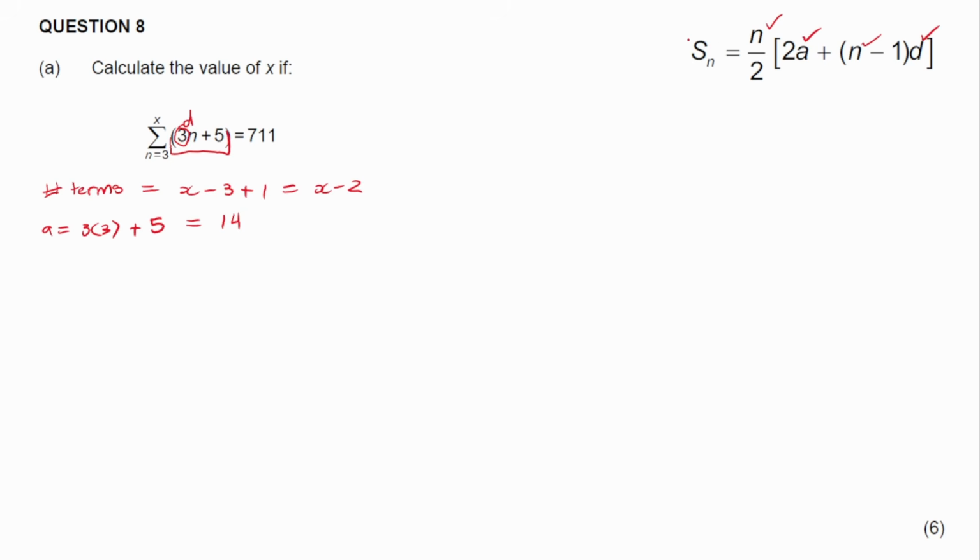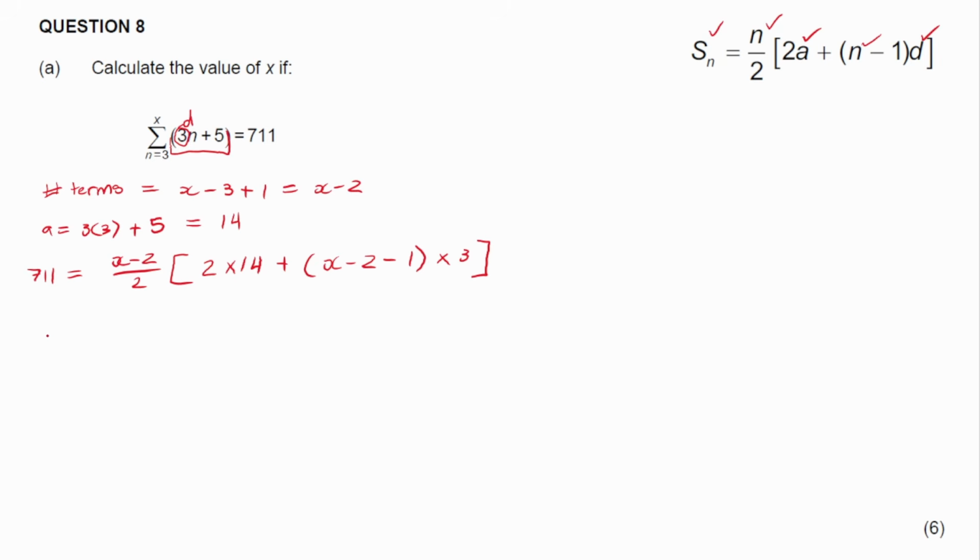What we also know is what the sum is equal to. It's what's here on the right. We know the sum is equal to 711. So we have all the information we need. So let's get into solving this problem for x. So we know the sum is 711. n is the number of terms, which is x minus 2, over 2. And then our a is 14, plus our number of terms, x minus 2. Then we minus 1 from that, and times by d, our constant difference, which is 3. So remember to include this times 3, otherwise you'll be getting a syntax error in your calculator, like before.